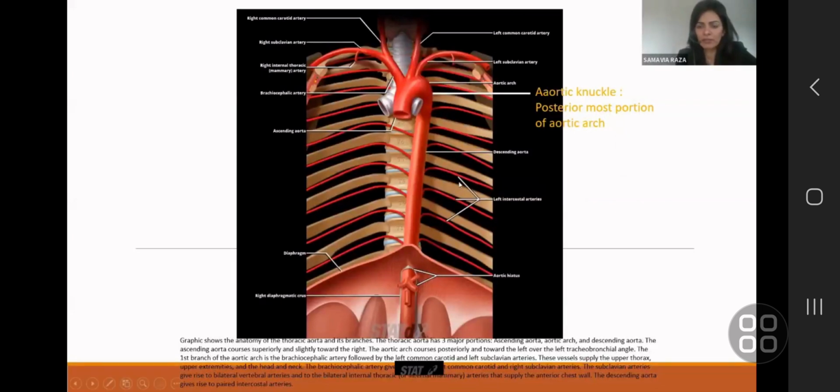So the aortic knuckle is the highest point, and happens to be the most posterior point of the thoracic aortic arch. And that bump is what you see on the frontal radiograph.